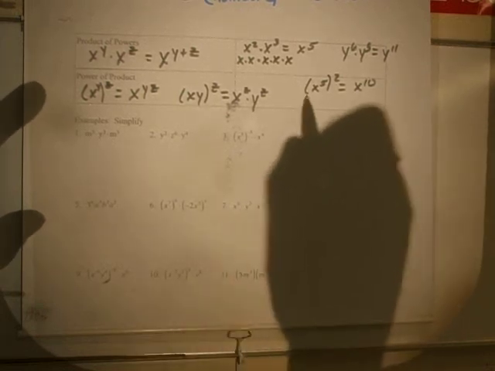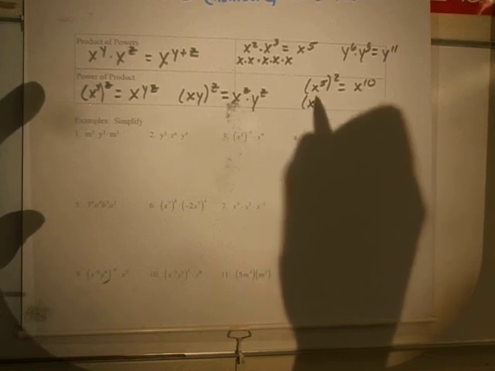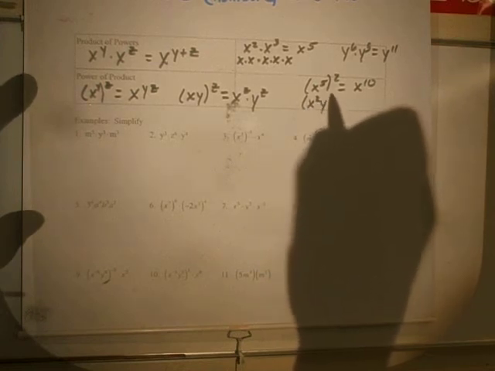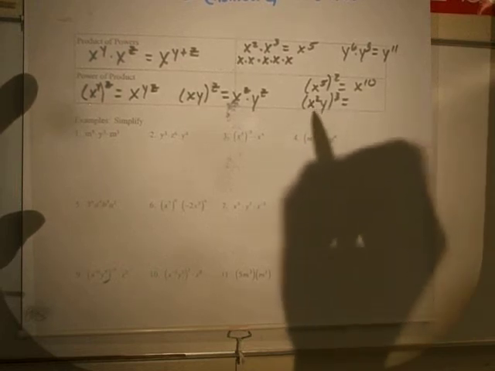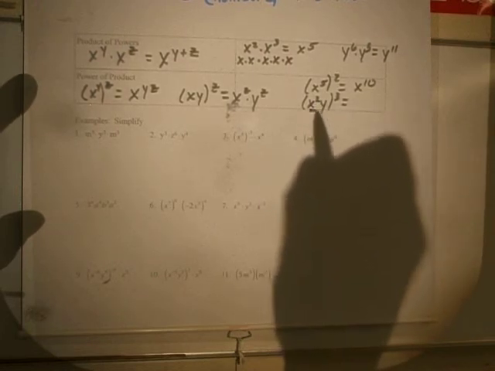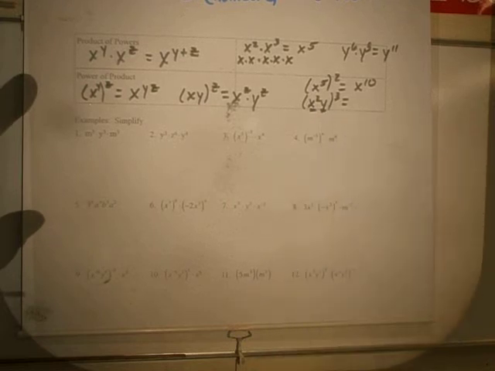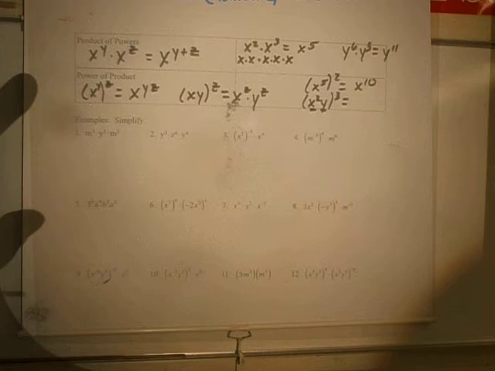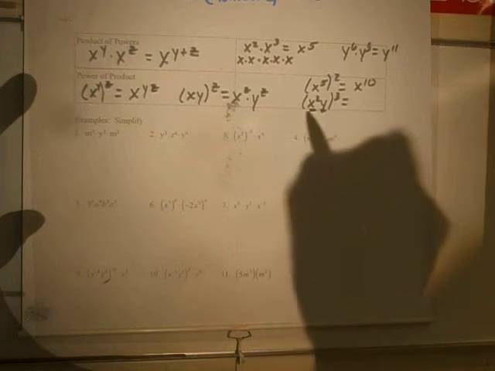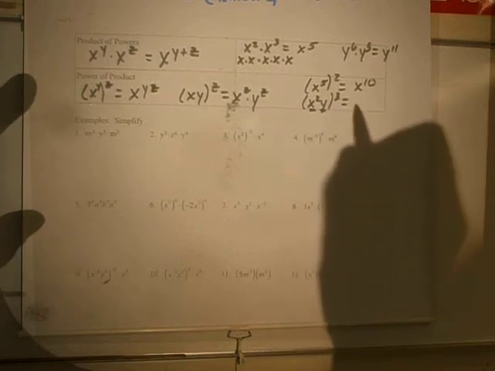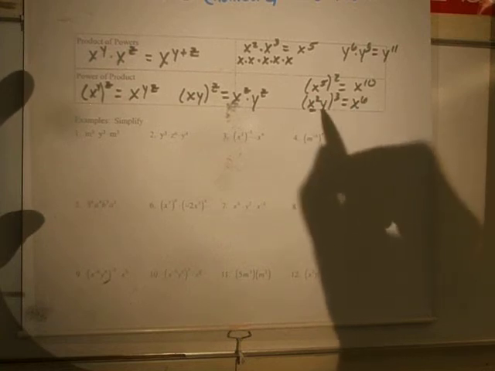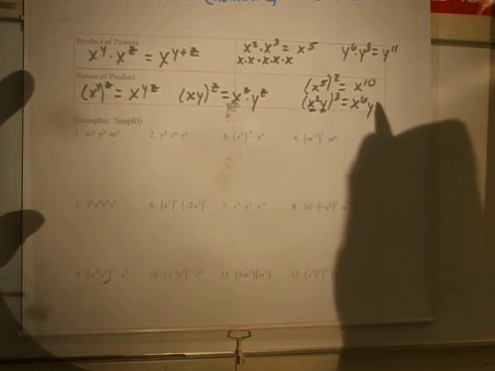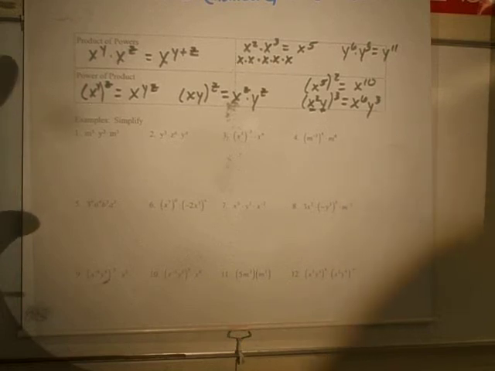And if we had x to the 2nd y raised to the 3rd power, we have to do both things inside that parenthesis to the power. Exponent to an exponent you multiply. X to the 2nd to the 3rd is x to the 6th power, and then the y would go to the 3rd power.